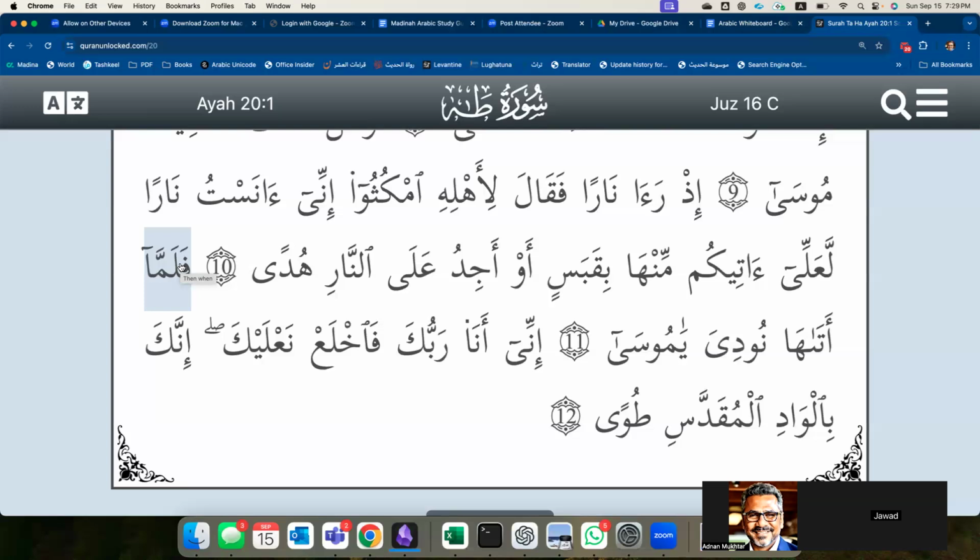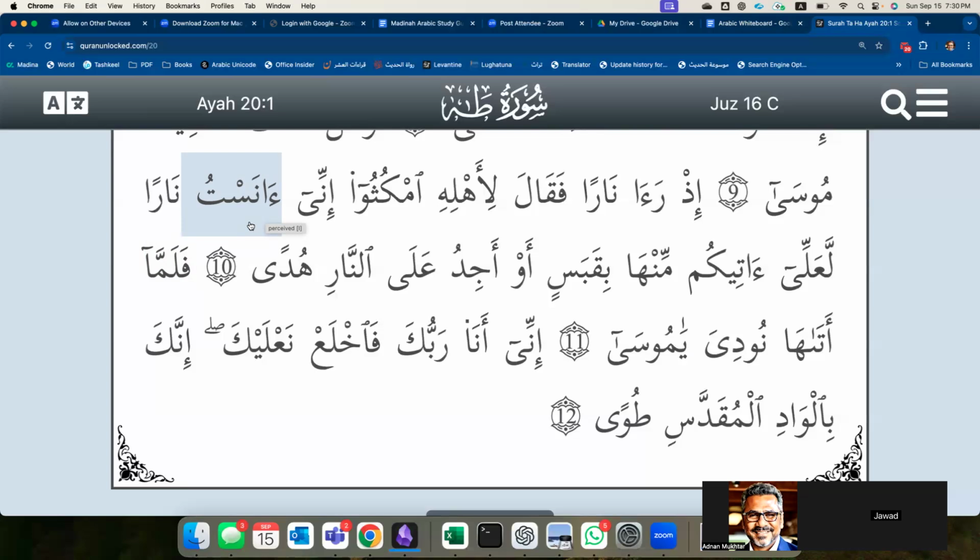So as they're going in the darkness, they see a light. Musa alayhi salam sees a light. And then he tells his family, Kuthu, stay here. Inni anastu nara. I sense a light coming out. Clearly, they're hungry. They probably want a pit stop. They want to stop. They want to find some rest and food, probably.